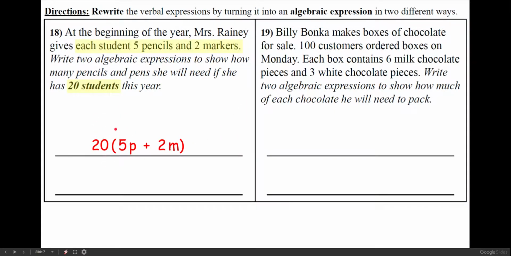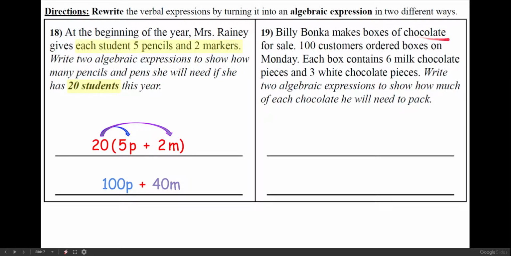And we simplify this by doing distribution. 20 times 5p is just 100p, and 20 times 2m is just 40m. So 100 pencils and 40 markers, or 20 packages of 5 pencils and 2 markers. All right, let's do the last one. You can try it on your own if you'd like.